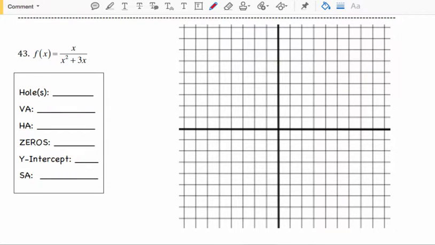Okay, for every single problem that you do, you need to make sure that your function's factored fully, and this function's denominator needs to be factored. So I'm going to go ahead and do that. I'm going to take out a greatest common factor in the denominator of x, and then I'm left with x plus 3. And then I see that I have a common factor in my numerator and denominator, the common factor of x, and that set of x's are going to cancel out.